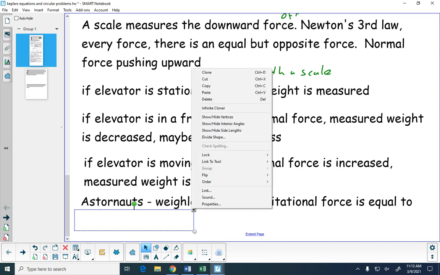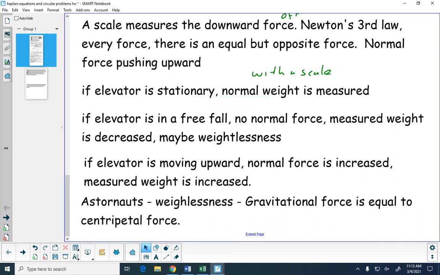So your gravitational force is going to be equal to the centripetal force. Basically, you are kept in a circular path. You're kept going around in orbit by the gravitational pull. You just float in a circular path.